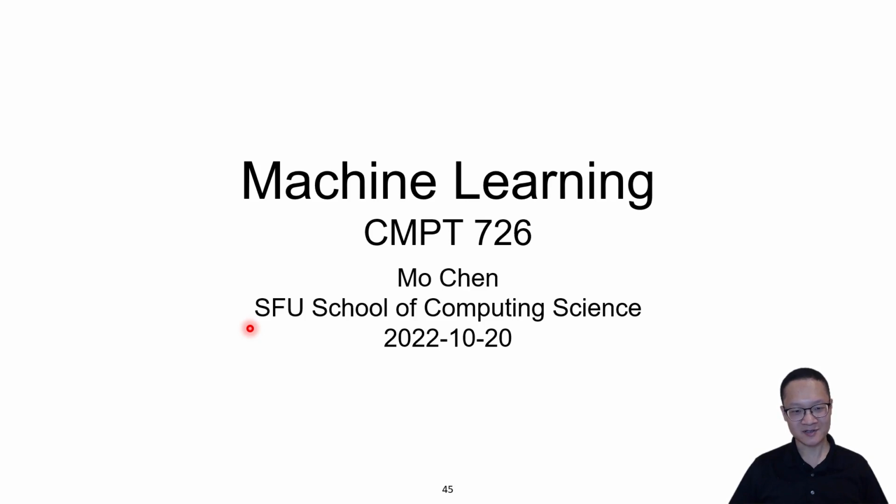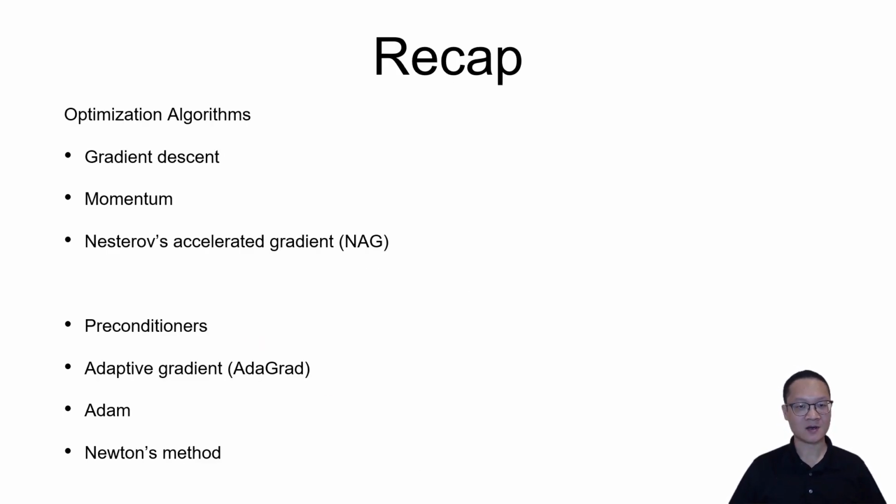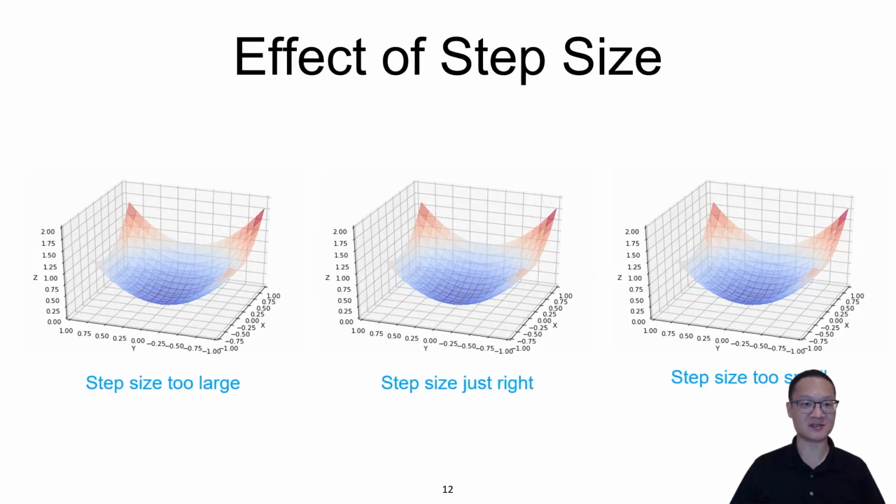Welcome back, everyone. So today we'll continue our discussion on optimization. Last class, we spent quite a long time talking about many aspects of optimization, focusing on the different optimization algorithms. We began with gradient descent. We saw some examples of how gradient descent worked through a few different animations. For example, we looked at the step size.